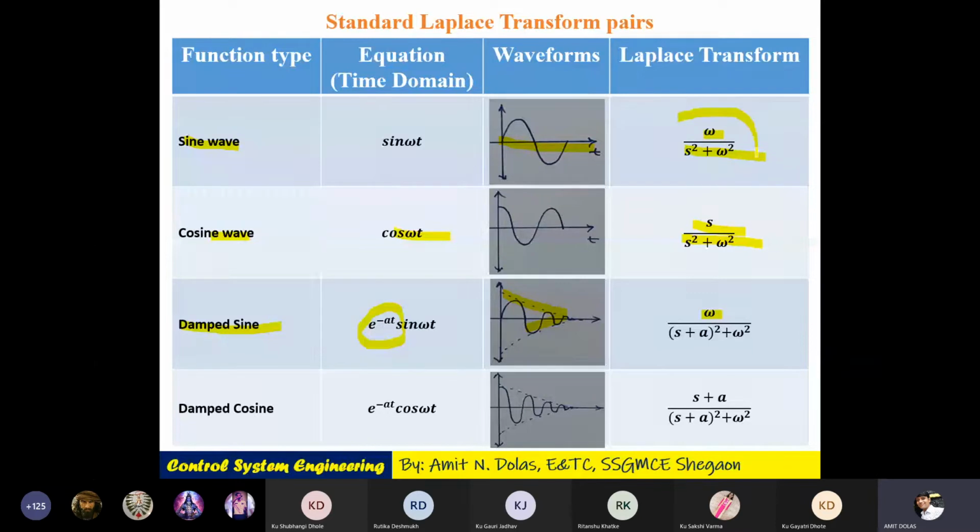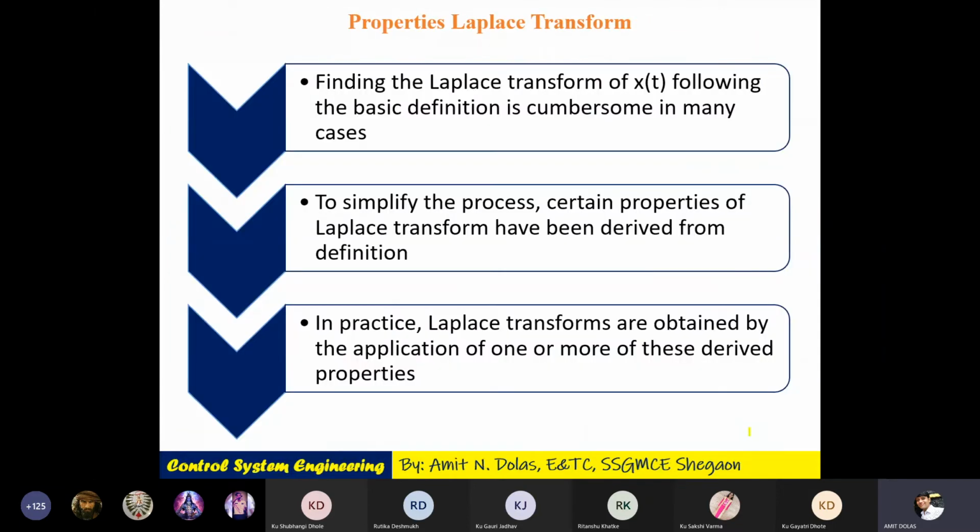Look at the sine wave formula: the Laplace transform only for sine wave is omega upon s square plus omega square. So whatever term a is in the exponent, that has to be added with s. So here it is omega upon s plus a whole square plus omega square. Similarly for damped cosine, e raised to power minus at cos omega t, that will be s plus a upon s plus a whole square plus omega square. Join the a from the exponent part before t with s.